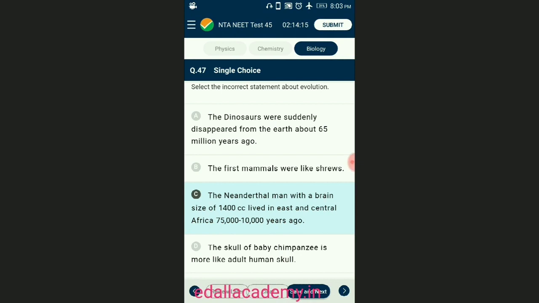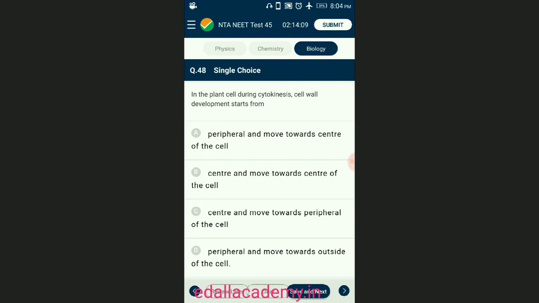Question number 48. In the plant cell during cytokinesis, cell wall development starts from. In plant cell, cytokinesis occurs by cell plate formation, which is formed by fragments of endoplasmic reticulum, Golgi body and remains of spindle fibers known as phragmoplast. A small plate develops in the center which grows towards periphery, thus touching the existing wall. So the answer for this question is option C, center and move towards peripheral of the cell.